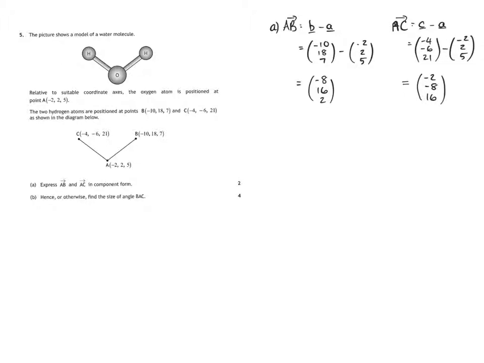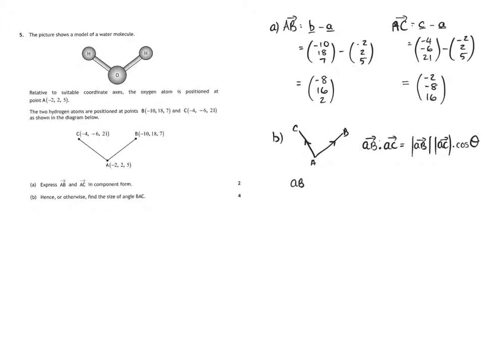Okay, so for part B, we've been asked to hence or otherwise find the angle BAC. When we're finding the angles with vectors, they've got to be going out, and that's A, B and C, so that's been really helpful. And so the scalar product of AB and AC is going to be the magnitude of AB times the magnitude of AC times the cos of the angle in the middle.